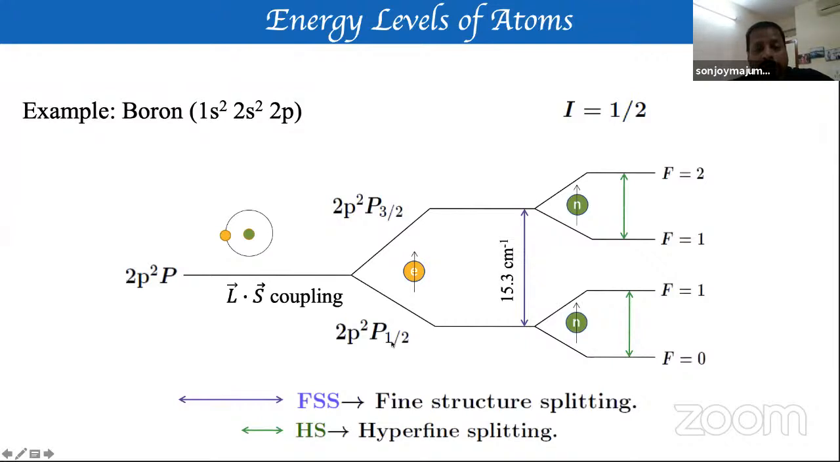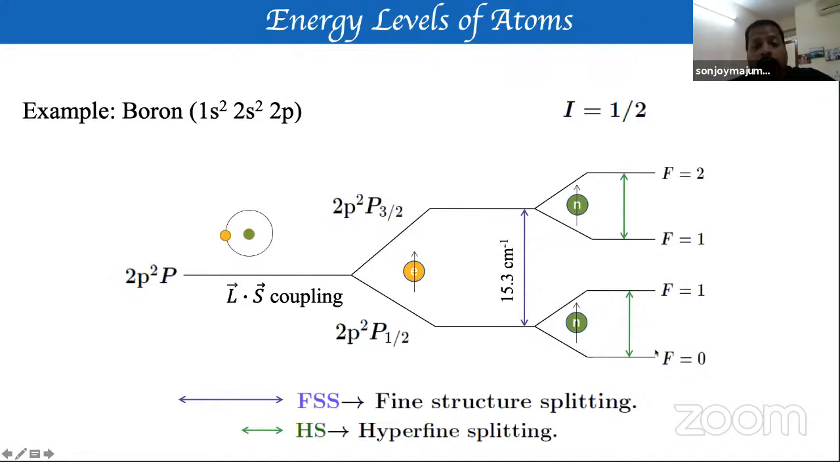Then what would happen if the atom has a nuclear spin, let's say non-zero nuclear spin I? That nuclear spin can couple with the total angular momentum of the electron. So there will be magnetic moment interactions, and from that you will get the hyperfine splitting. So you will get a new quantum number, which is known as the hyperfine quantum number.